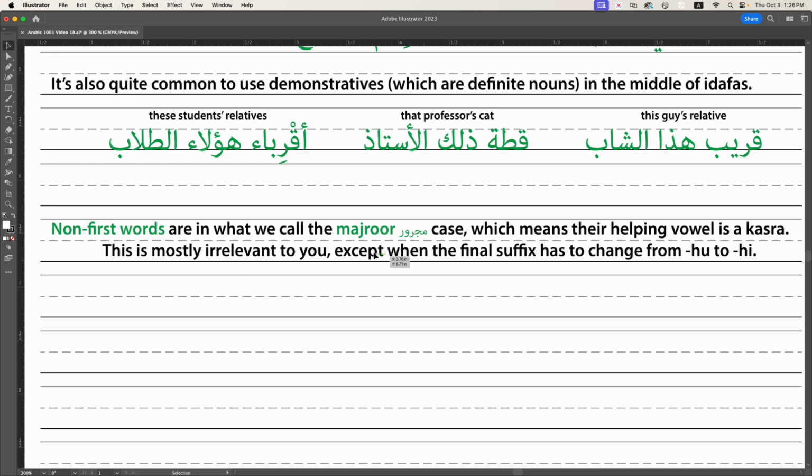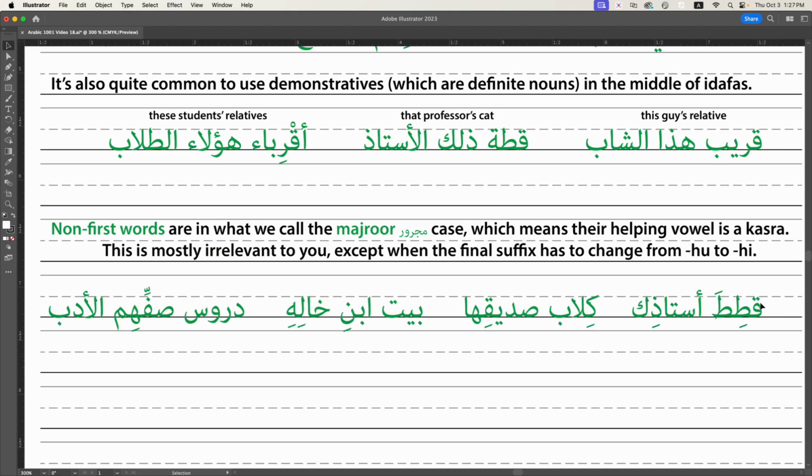However, as we learned with prepositions, the nouns following prepositions are also in the majrur case. So the final suffix has to change from hu to hi, because for poetry reasons, we're not allowed to say uhi in Arabic. We have to say ihi instead. So qittat are cats, plural. Ustadhihi. So here's our little helping vowel, this kasra here. Now, if you said qittat ustadhuhu, everyone would understand you mean your professor's cats, who are lovely creatures.